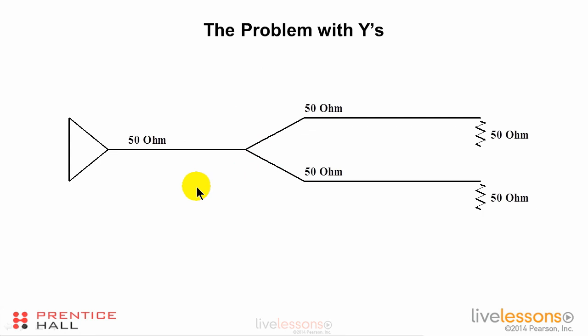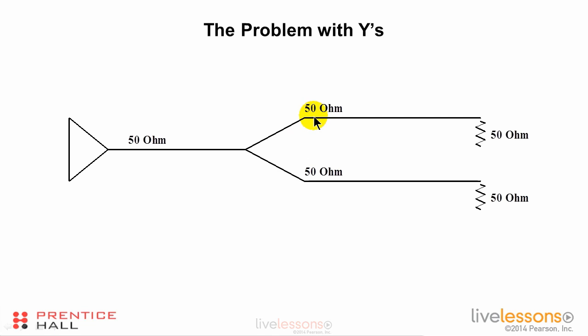The next problem we're going to look at is the problem of Ys. We have a driver, we have a trace, and then we branch into two other branches. And we call this right here a Y. So if we have a 50 ohm trace and we branch into two other 50 ohm traces, and then we terminate each of them with a 50 ohm resistor, that seems to be okay, but it's not.